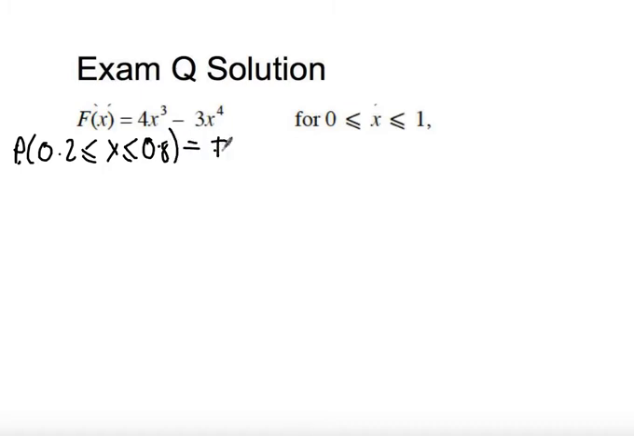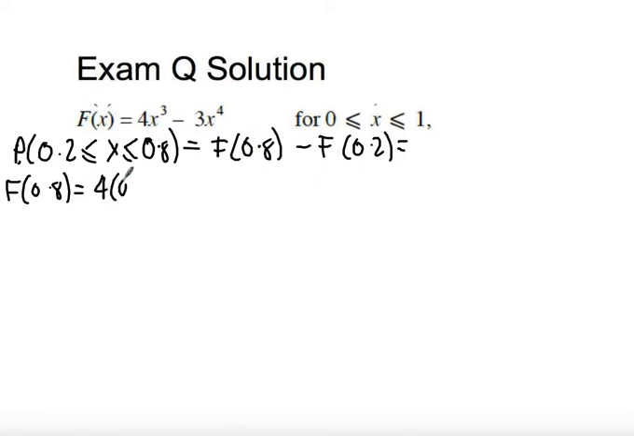So this would be found by doing 0.8 in our cumulative distribution function, take away 0.2 in our cumulative distribution function. So because it's not a simple function, let's just find F of 0.8 first of all. And what you'll find in the mark scheme is that you get marks for demonstrating that you can find these values separately. So I get 4 lots of 0.8 cubed minus 3 lots of 0.8 to the power of 4. When I put that into my calculator and evaluate that, we get an answer of 0.8192 to 4 decimal places.